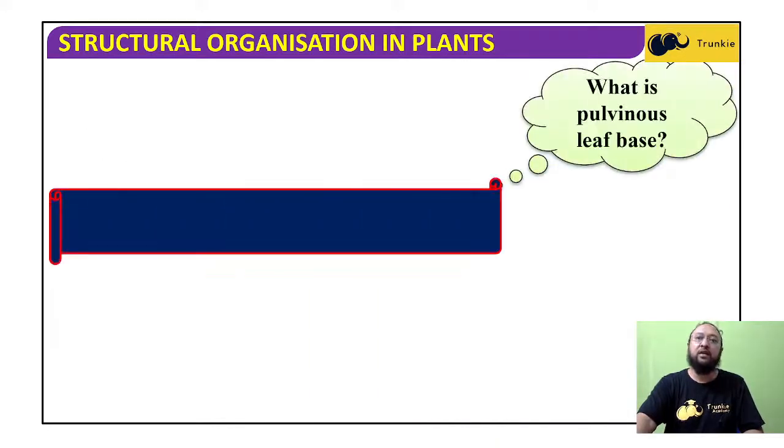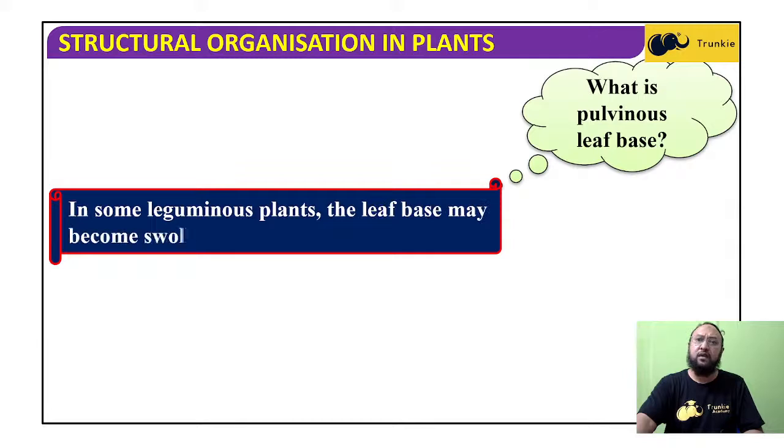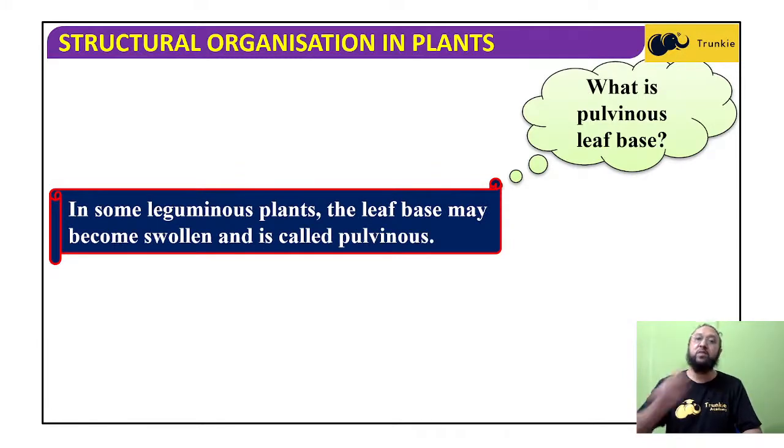Now, what is a pulvinus leaf base? This is important. In some leguminous plants, the plants which have nitrogen-fixing nodules in the roots, belonging to Fabaceae, like the pea plant, the leaf base may become swollen. At the base of the leaf it may be swollen, and it is called pulvinus.